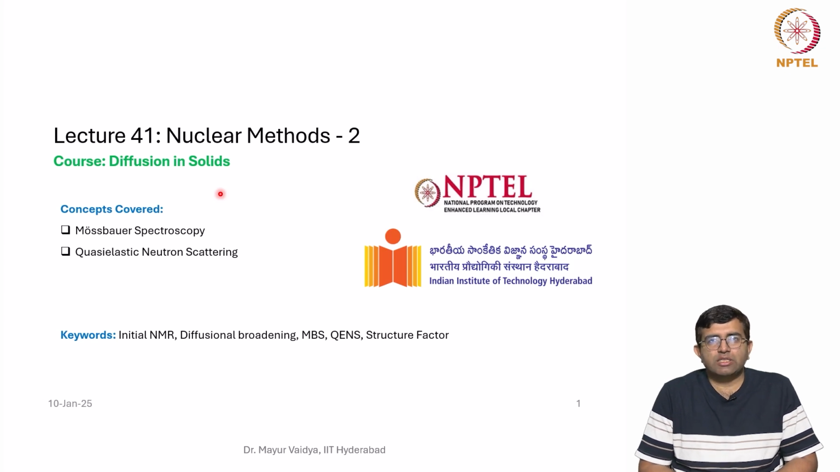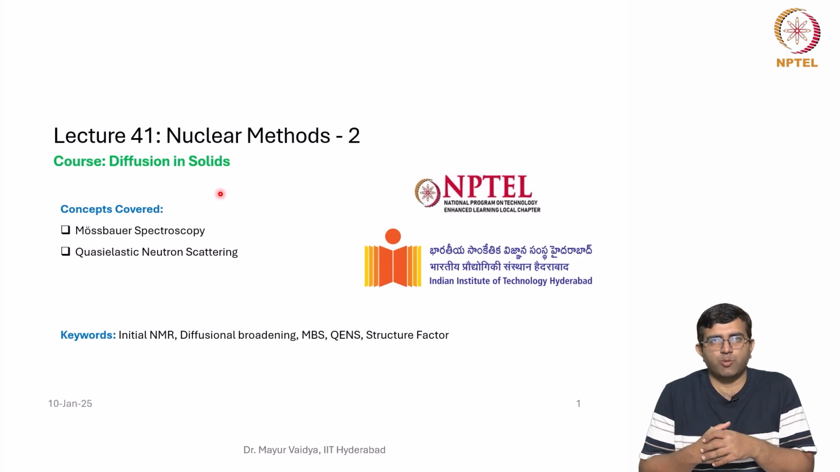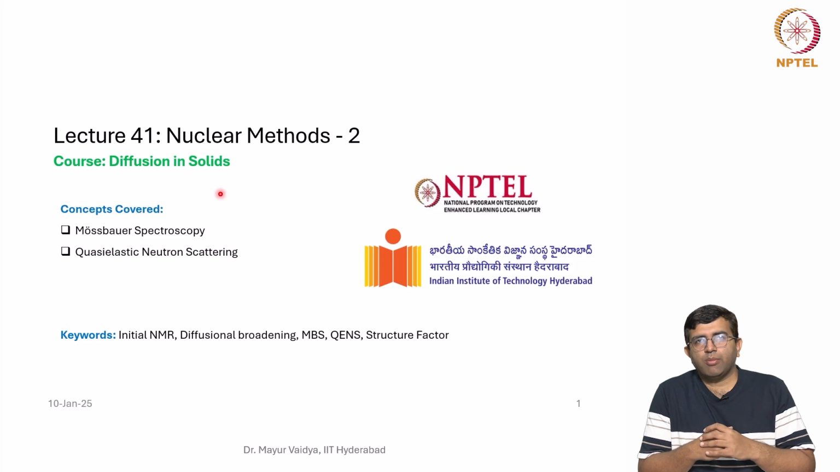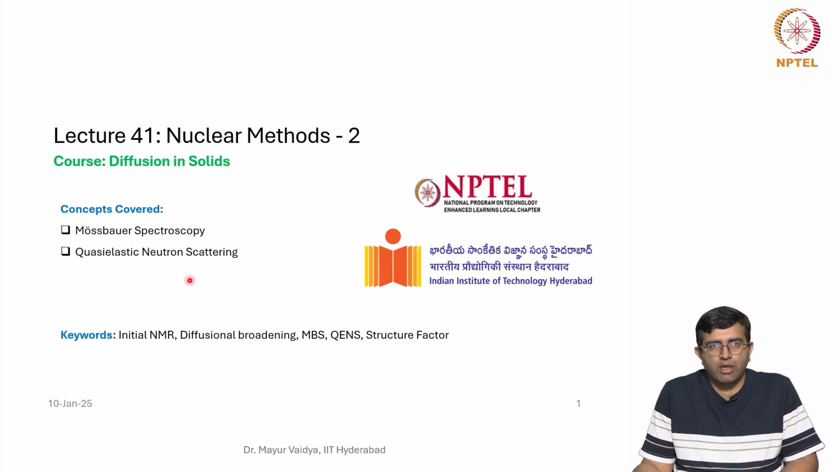So in the last week we started talking about diffusion measurements using the nuclear methods. We talked about the direct measurements and the indirect measurements as well. Now, we will continue a little bit more about nuclear methods today, under which we will be covering what is known as Mössbauer spectroscopy and quasi-elastic neutron scattering. So, these are some of the keywords.